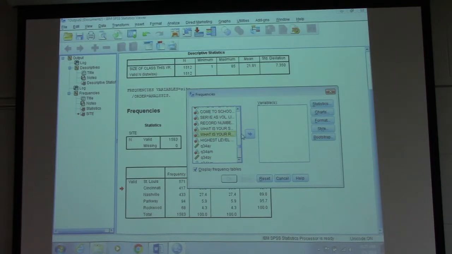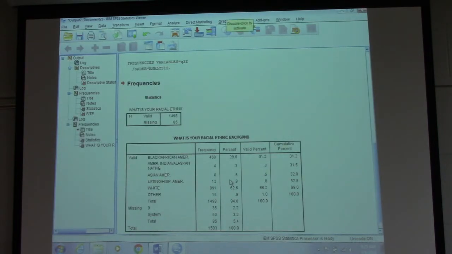For the sake of just being able to find this variable, you can see how far you would need to scroll down in the bar to find it. But it starts with "What is your race?" And I'll move that over. I'm at frequencies again, and I click OK.